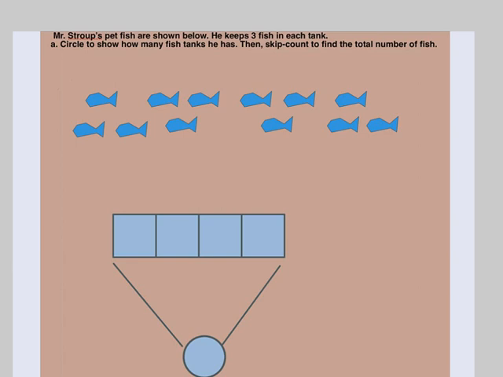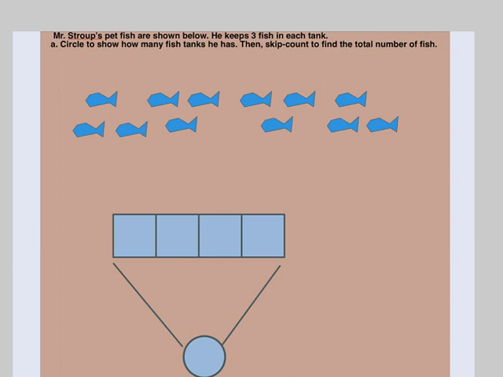Okay, the next question is, Mr. Stroop's pet fish are shown below. He keeps 3 fish in each tank. Circle to show how many fish tanks he has. Then skip count to find the total number of fish.